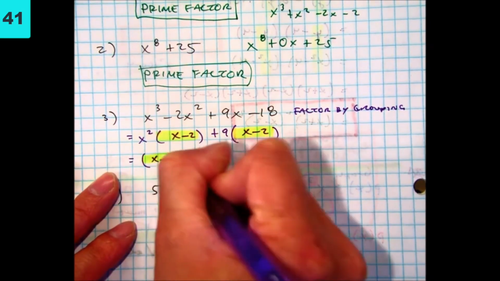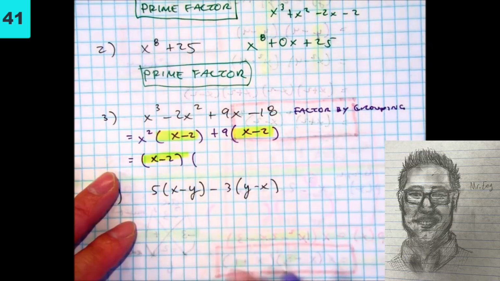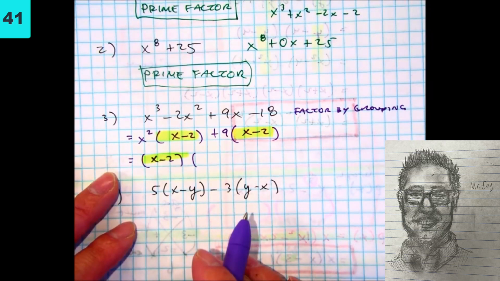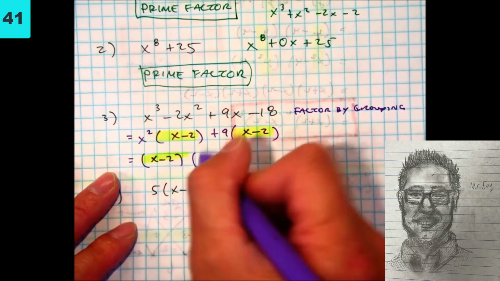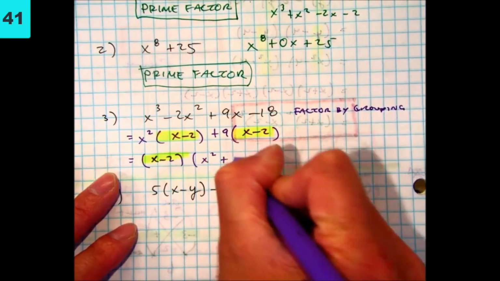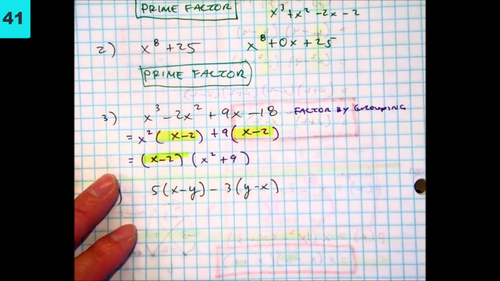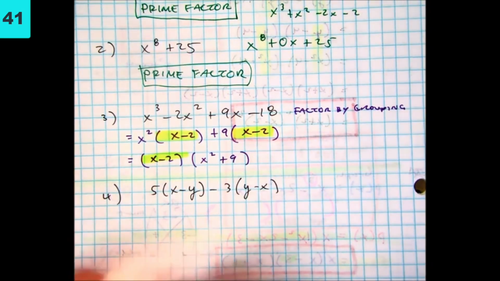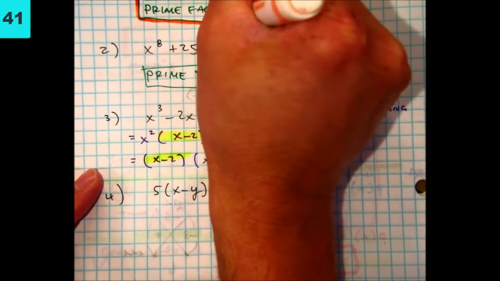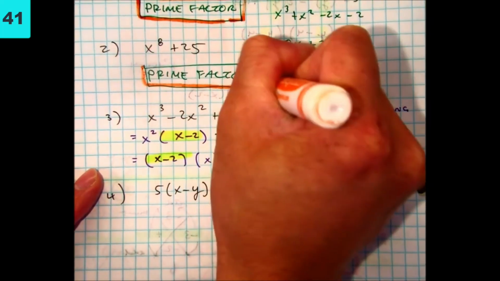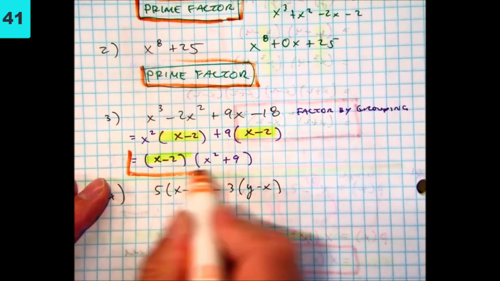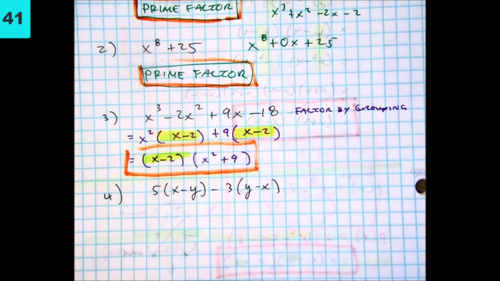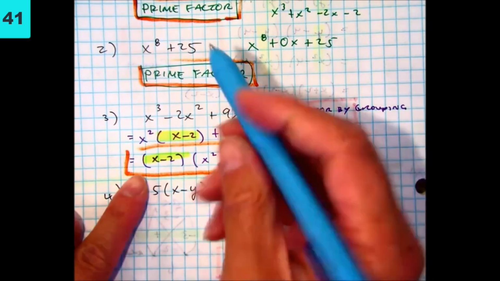So I have x minus 2, and then I'm going to write everything I did not highlight. So I have x squared plus 9. And this would be your answer. So this is a method called factoring by grouping. And you can actually double check your answer. Let me show you guys how to do that.